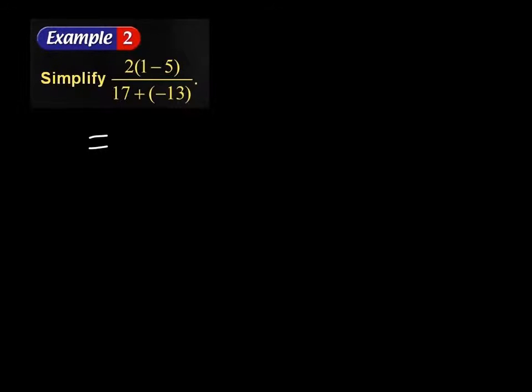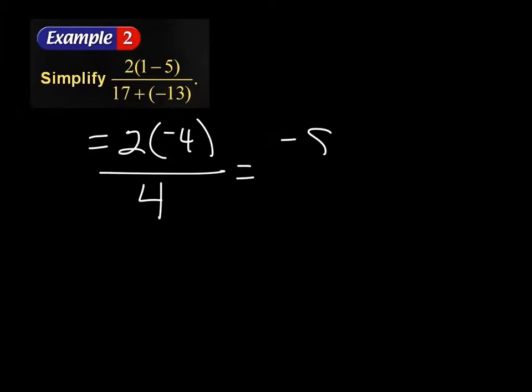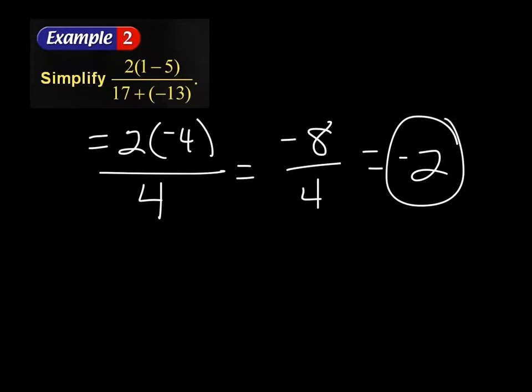Simplify. We're going to use our order of operations, so we're going to start inside parentheses. 1 minus 5 is negative 4, and 17 plus negative 13 is 4. And I want to simplify in the numerator. So we're using our grouping symbols. The fraction bar is a grouping symbol. So 2 times negative 4 is negative 8. Divided by 4 is negative 2.